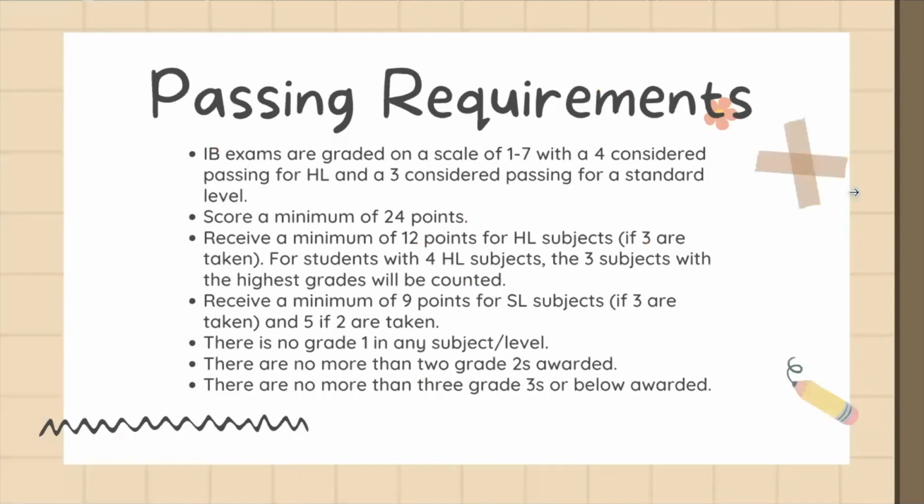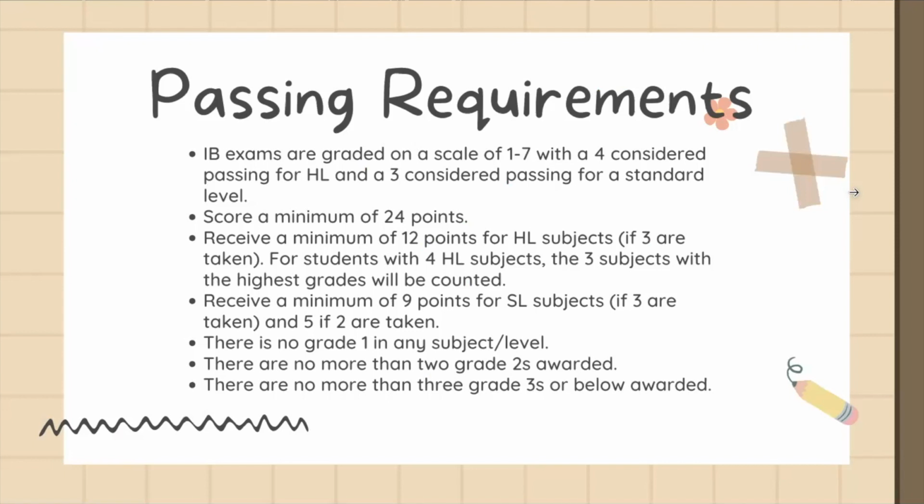And just generally for you to be aware, these are the passing requirements for the diploma program. The grading scale is exactly the same as MYP. You'll be graded on a scale of 1 to 7, in which for higher level subjects, 4 is considered a passing grade. And for standard level subjects, 3 is considered a passing grade. You are required to score a minimum of 24 points. However, there are other passing requirements, so most likely you'll have to score a bit above that.